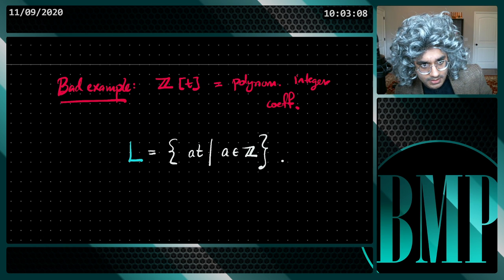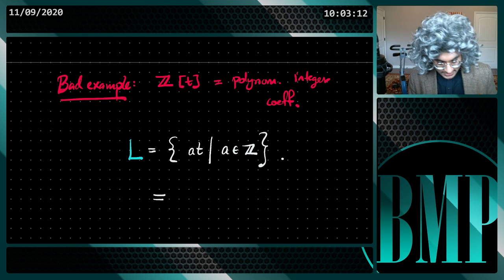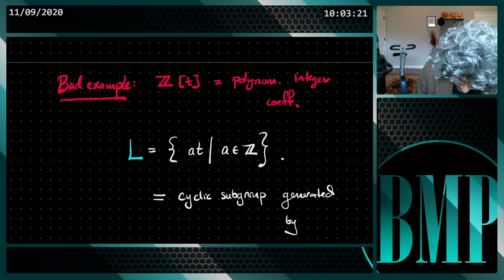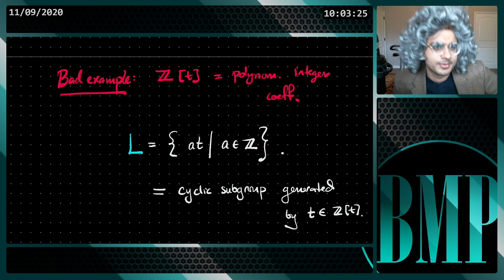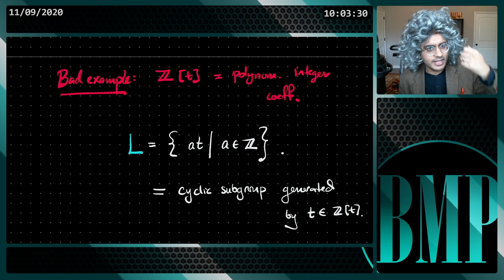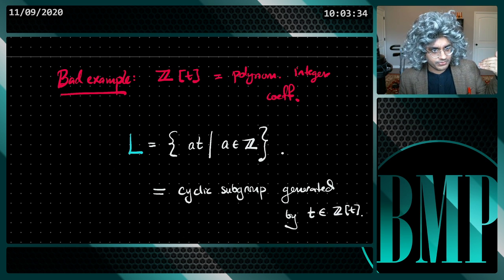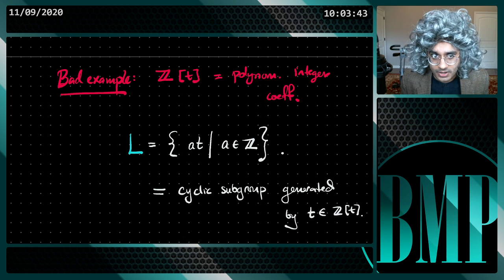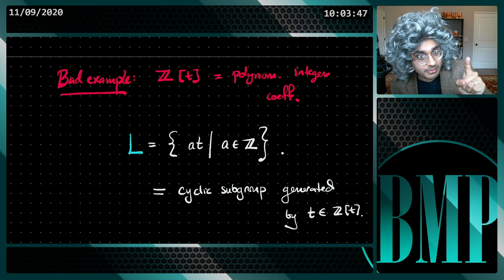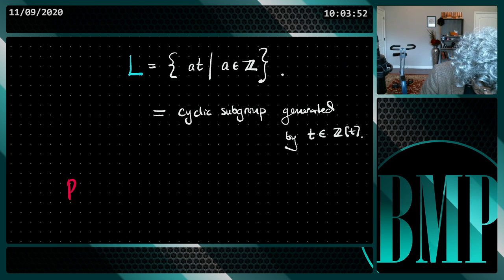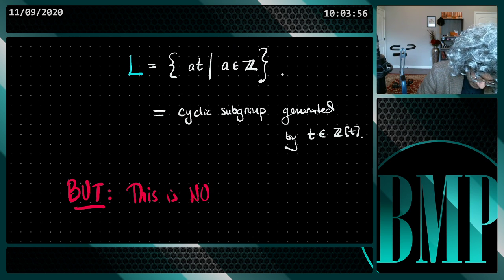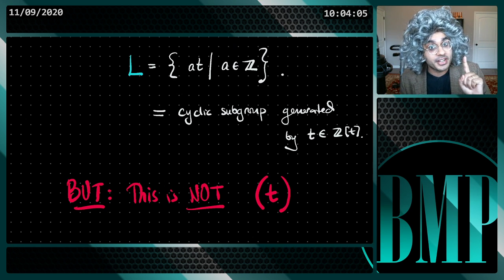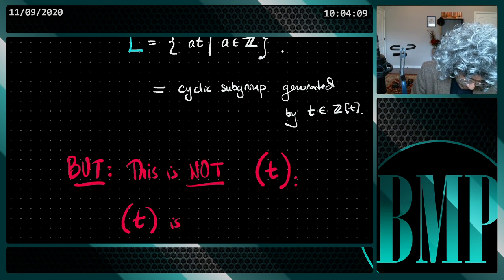That subset is the cyclic subgroup generated by T. Right? You take T, do the group law with it a bunch of times, you get 2T, 3T, 4T, 5T, negative T, 0. So this subset is a cyclic subgroup of the underlying abelian group in this ring. Okay? But this is not the principal ideal generated by T. The principal ideal generated by T is much bigger.